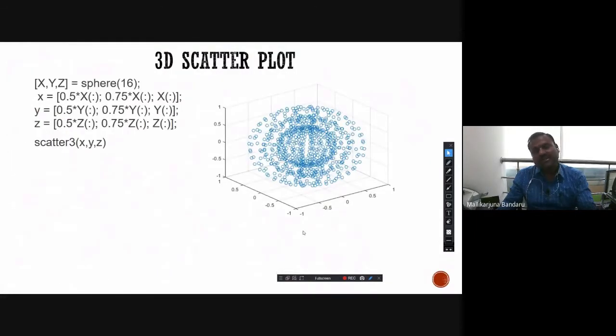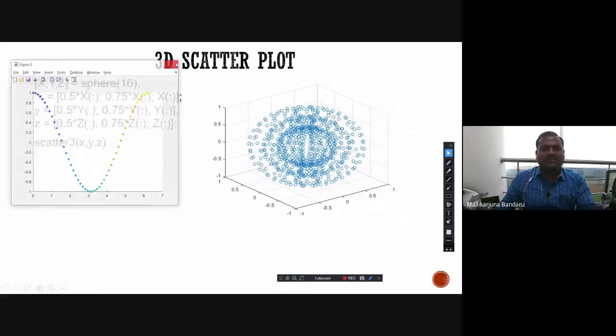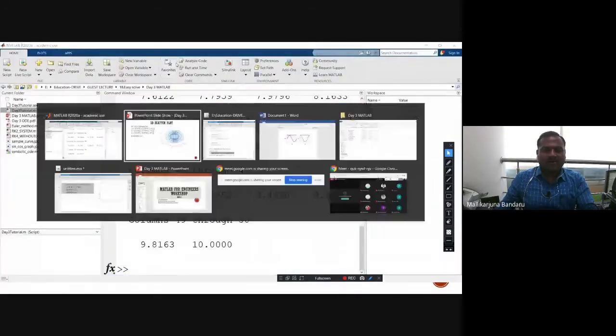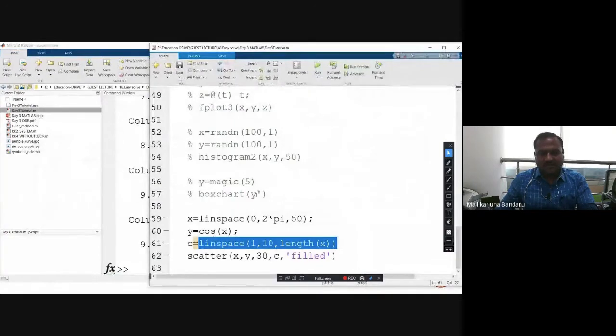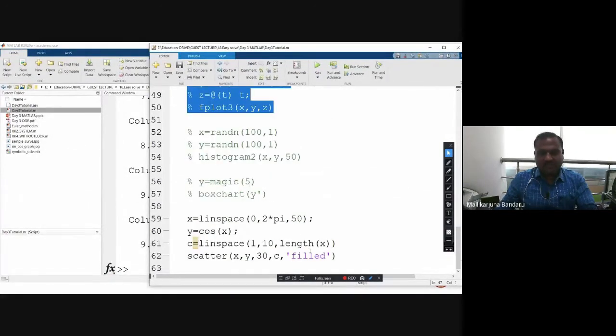Next, the 3D, three-dimensional scatter plot. How do you do this? See, first we are giving a restriction. Actually, we would like to draw a sphere, or let me draw the same sin t, cos t, and t, the parametric curves, right? For the same curve, let us draw. Earlier, we took the same data. Let me take the same data.